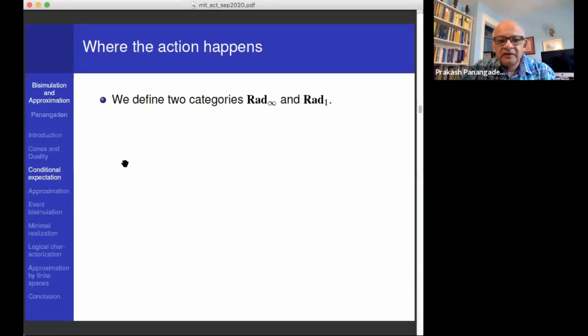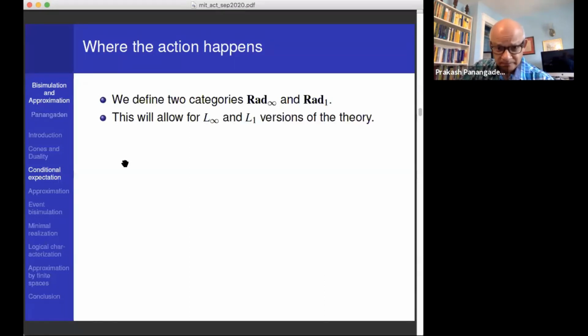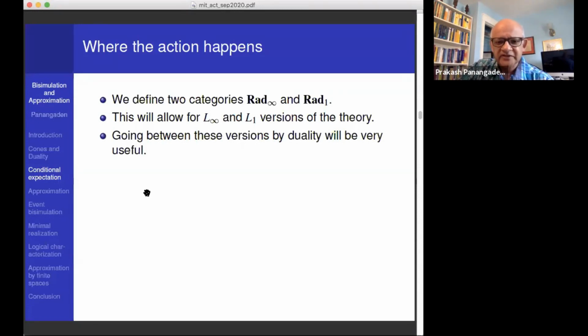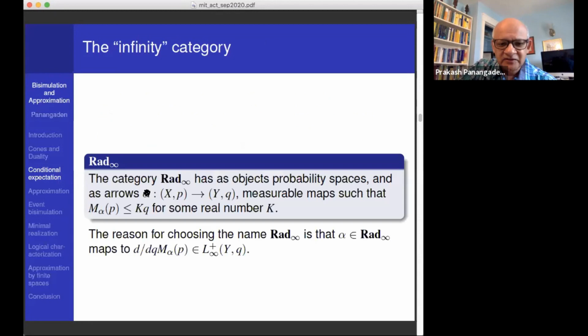All right, now the action where the conditional expectations are defined happens in two categories, which I will call Rad infinity and Rad 1. So everything actually gets two versions. There are two versions of conditional expectation corresponding to, so to speak, the 1 case and the infinity case. I may only do one in detail and elide the other. Going between these versions by duality is very useful, but that's not my main point today.